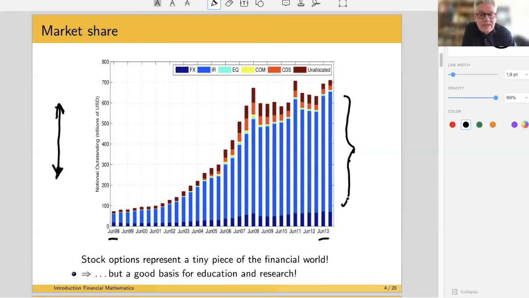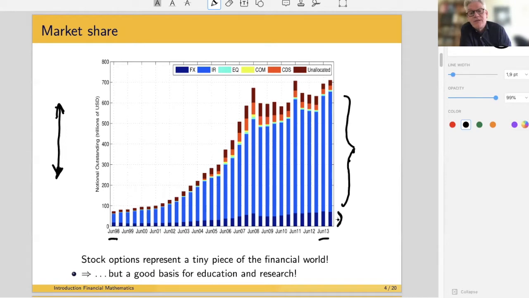Think of mortgages. If you agree on a mortgage, then money has to be delivered, and a bank will find that money also by means of the interest rates market, for example. There's the FX market, the dark blue part, which is in the lower part here.